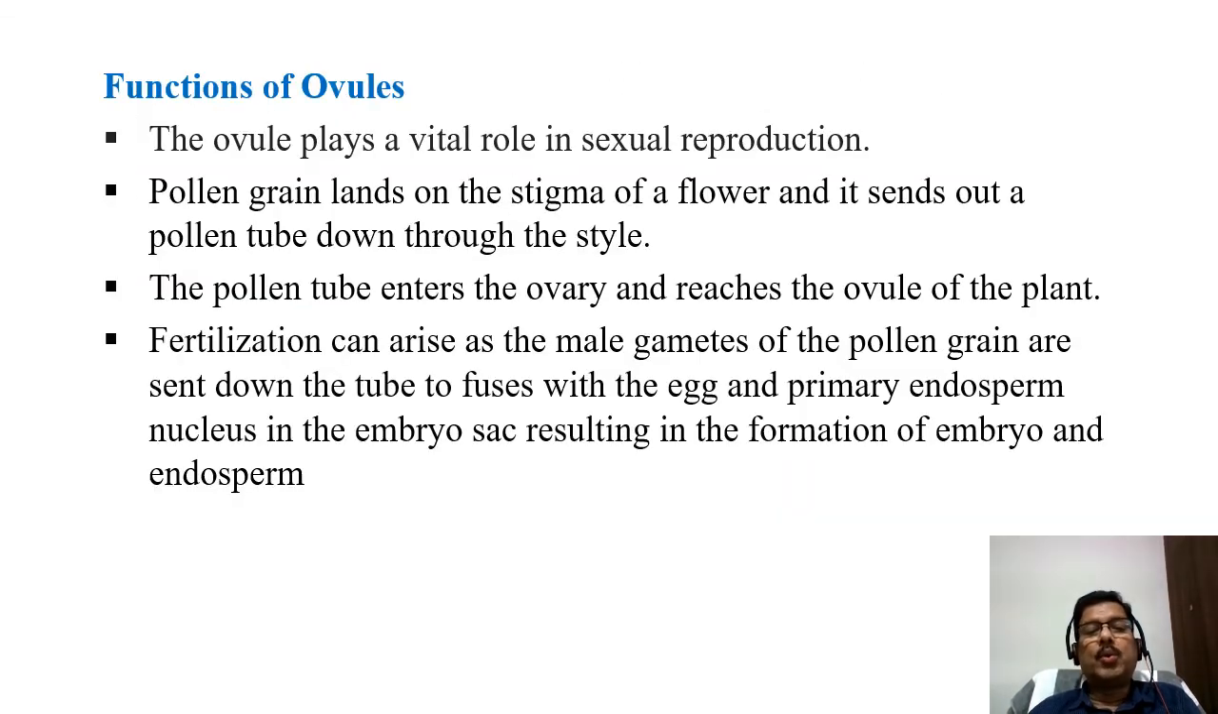Then functions of ovules. The ovule plays a vital role in sexual reproduction. The pollen grain lands on the stigma of a flower and sends out a pollen tube down through the style. The pollen tube enters the ovary and reaches the ovule of the plant. Fertilization can arise as the male gametes of the pollen grain are sent down the tube to fuse with the egg and primary endosperm nucleus in the embryo sac, resulting in the formation of embryo and endosperm.